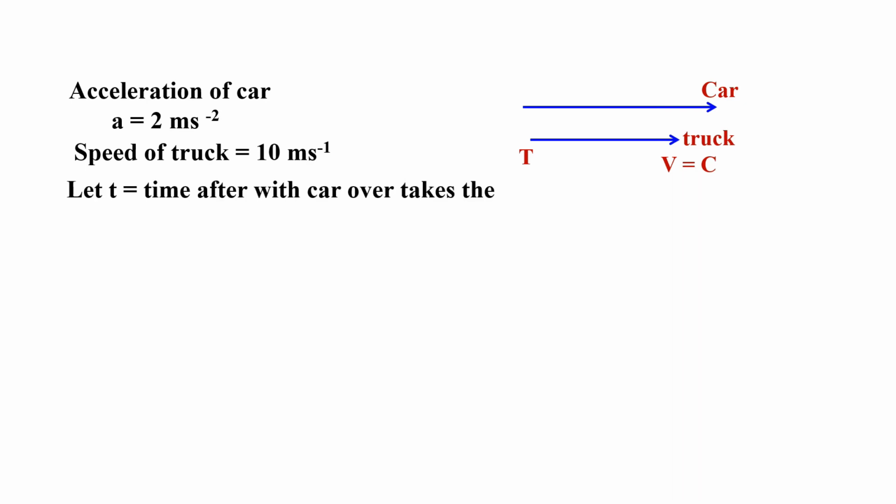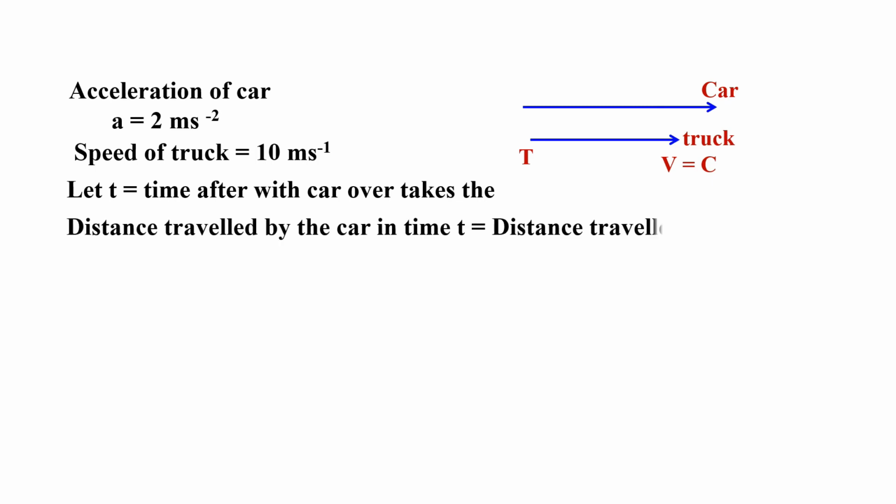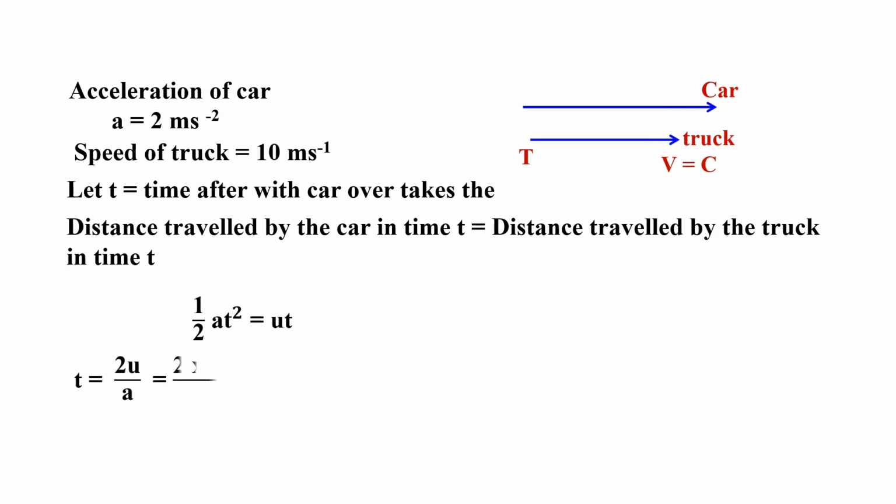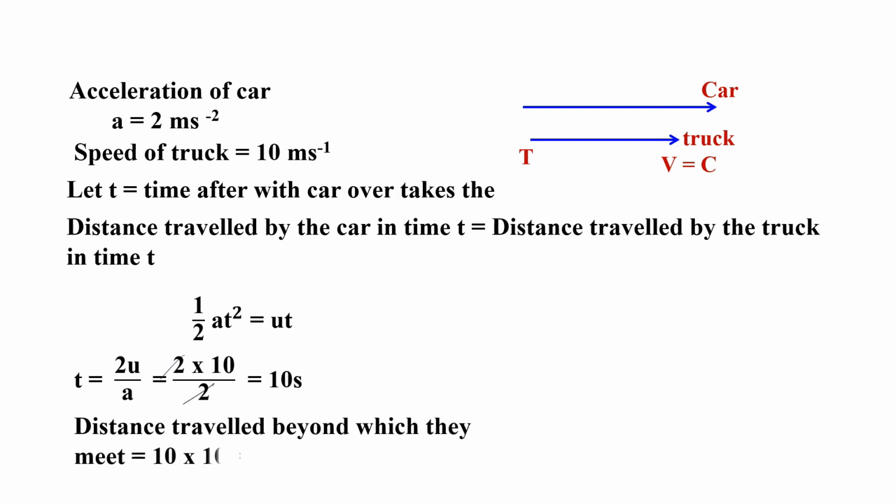Let t be the time after which the car overtakes. The distance travelled by the car in time t equals the distance travelled by the truck in time t. So half a t squared is equal to ut. From this, t is equal to 2u by a. Substituting, 2 into 10 by 2, the 2 gets cancelled, 10 seconds. So the distance travelled beyond which they meet is 10 into 10, 10 tens are 100 meters. So the third option is correct.